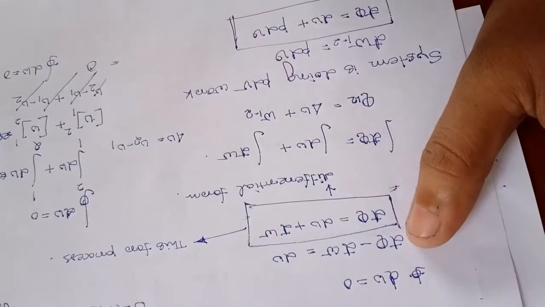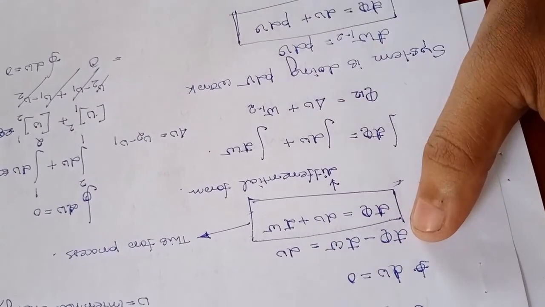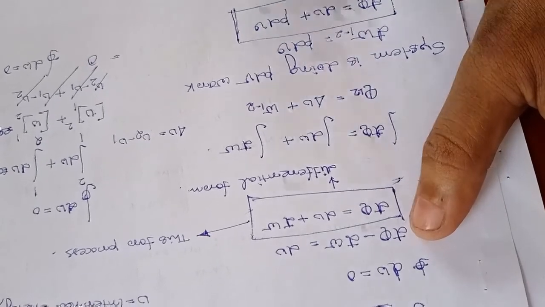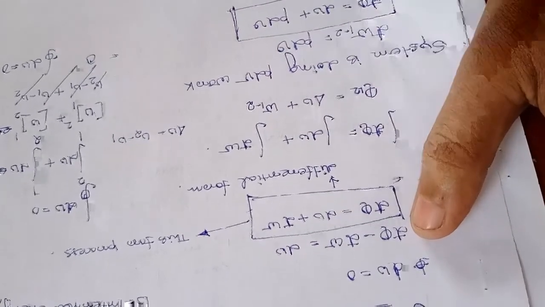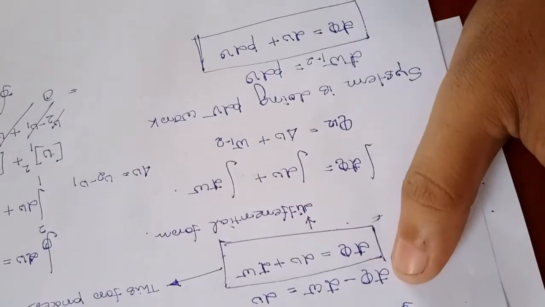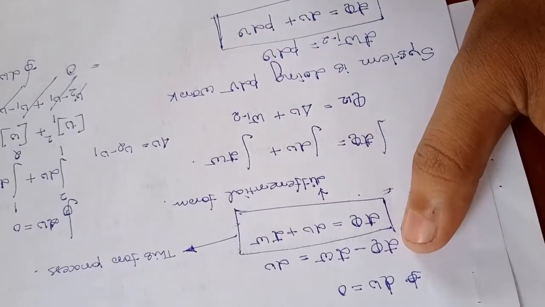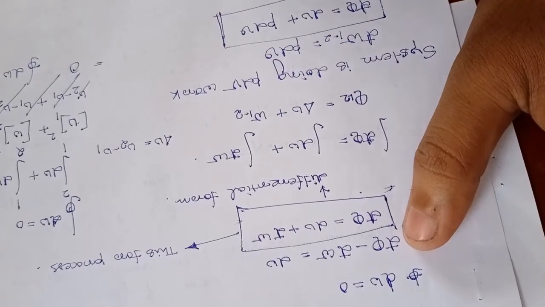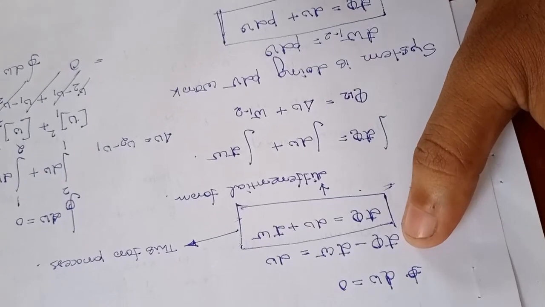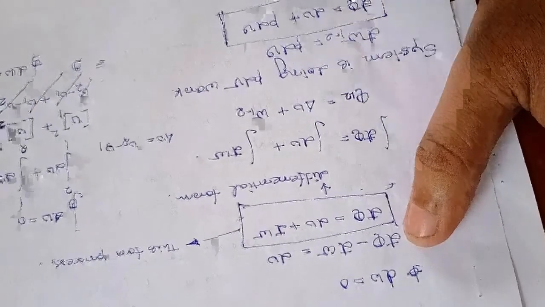But this equation is valid for any process, whether it is a reversible process or an irreversible process. Any process, whatever is happening in this world, will always follow this equation. That's why I am telling you that thermodynamics is the basis of everything. So with this I am concluding this lecture. See you in the next lecture.